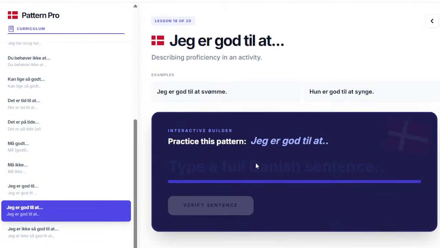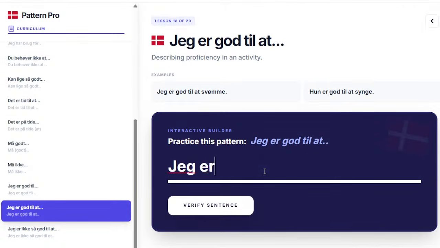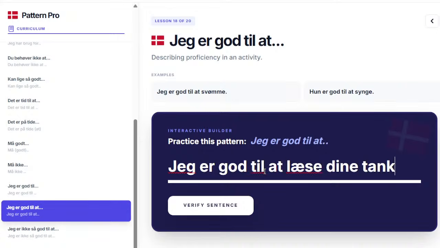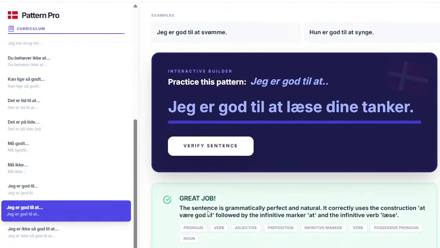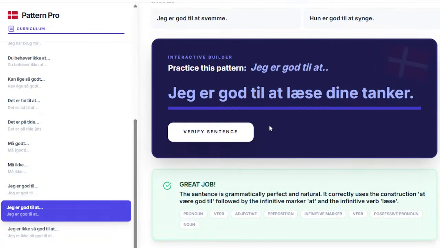Now, jeg er god til at. I kind of hinted at this. So that is the action. Jeg er god til at læse dine tanker. A little bit supernatural, but okay. Of course, I am good at reading your mind. Literally, your thoughts. Læse dine tanker.